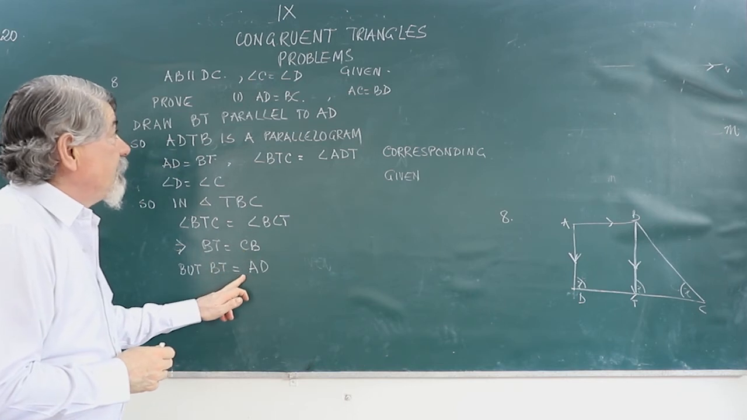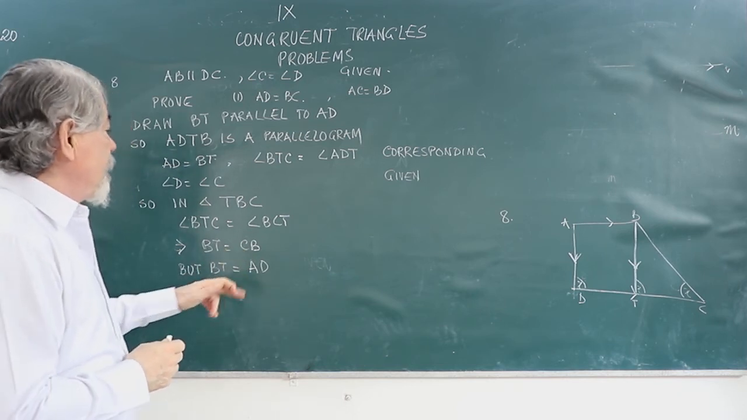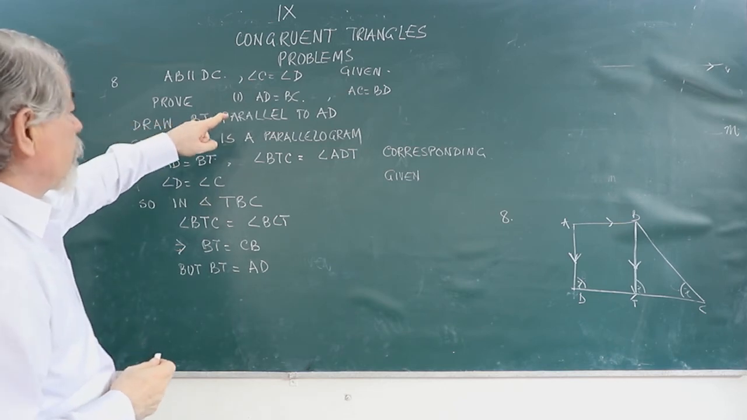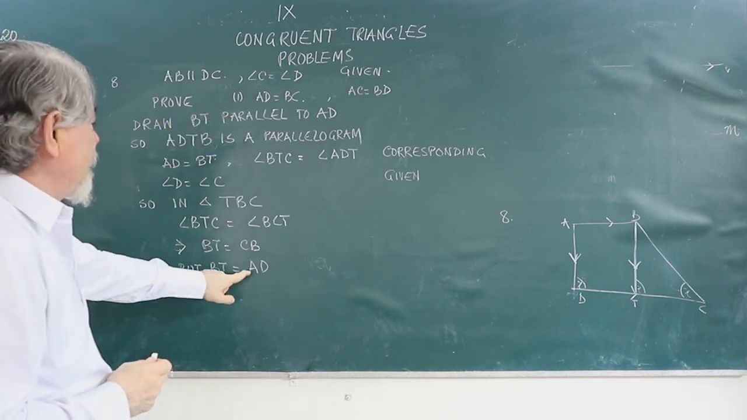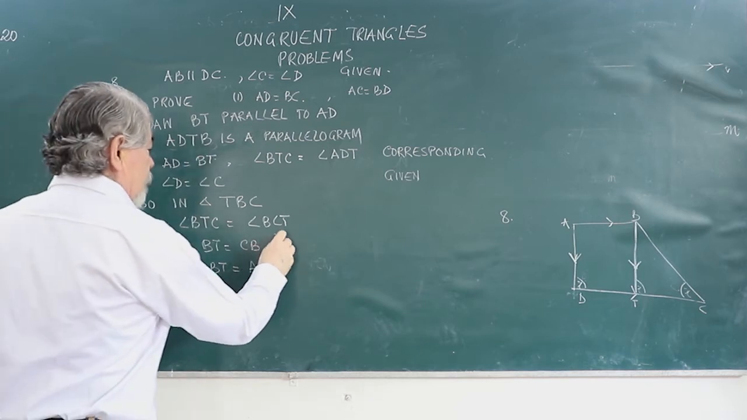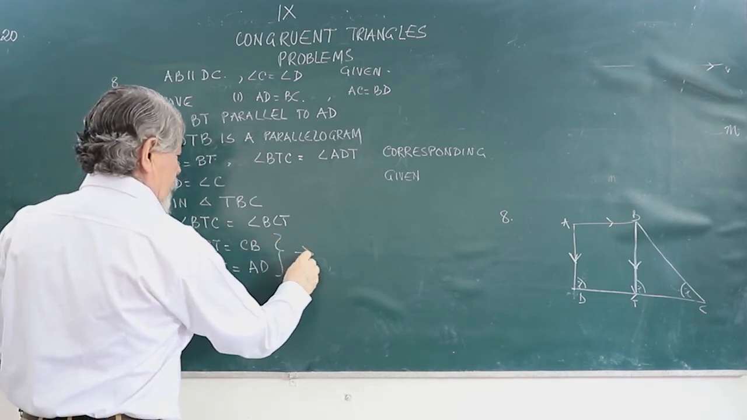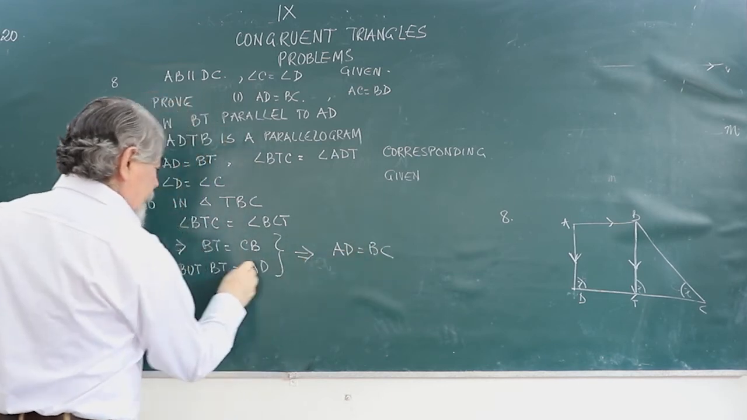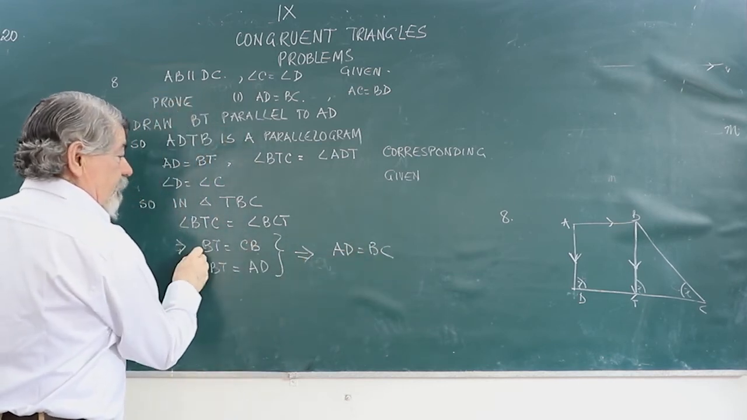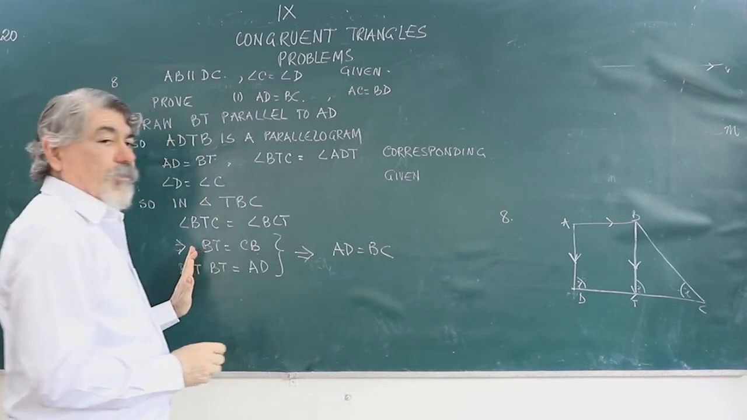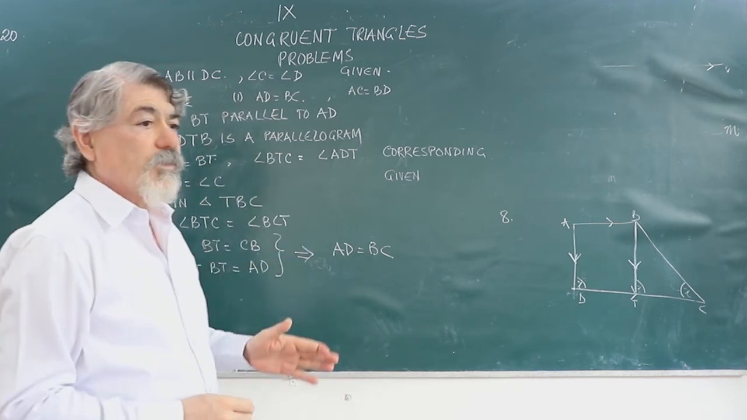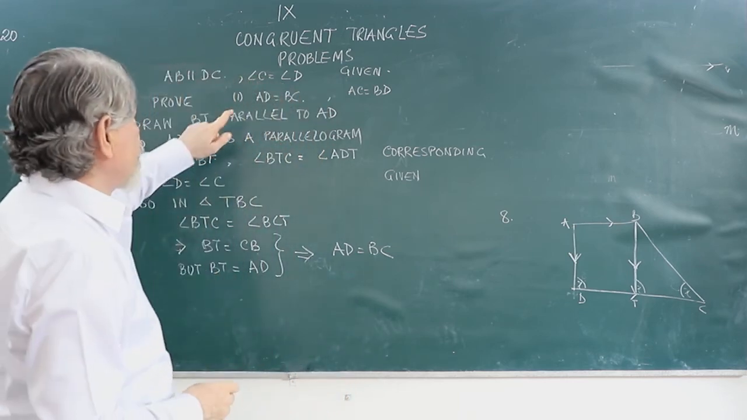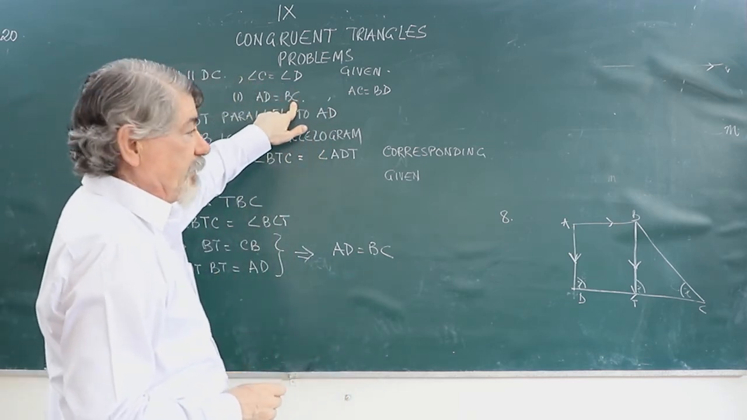That means, we have to prove what? AD is equal to BC. Yes, AD is equal to BC. Why? AD is equal to BT, BC is equal to BT. Both the lines are equal to the same straight line, so they are going to be equal to each other. AD will be equal to BC. This is the first point we had to prove.